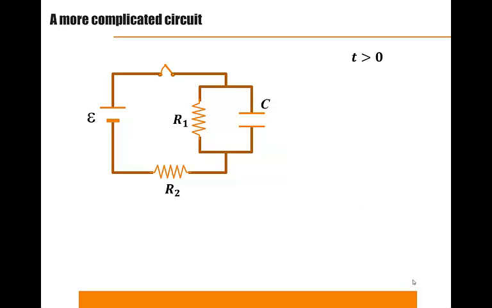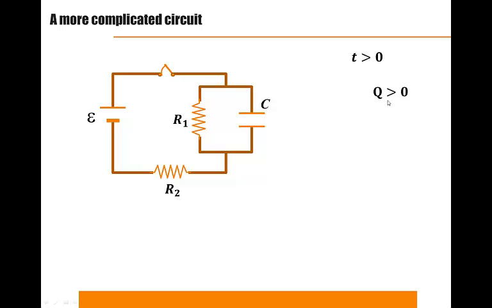Now, what happens when some time has gone? You see, because the current is going through the capacitor, the capacitor starts charging, and that means the potential difference across the capacitor starts increasing. And because the potential difference across the capacitor plus the potential difference across R2 should be equal to the battery, then the potential difference across R2 should be decreasing. And also because the capacitor is in parallel with R1, if the potential difference across the capacitor increases, then the potential difference across R1 increases. So we can say that the voltage of R1 plus voltage of R2 equals the battery, or the voltage of the capacitor plus the voltage of R2 equals the battery.